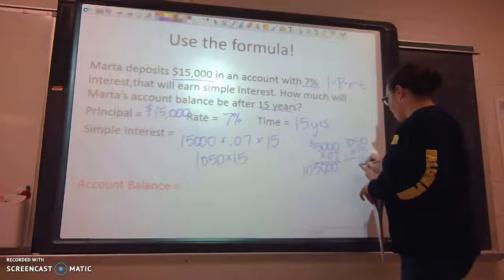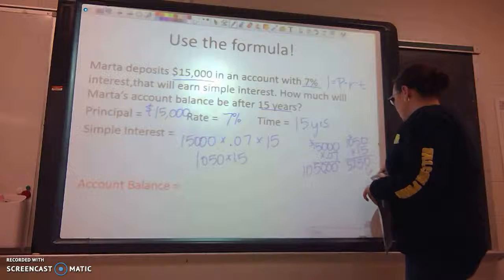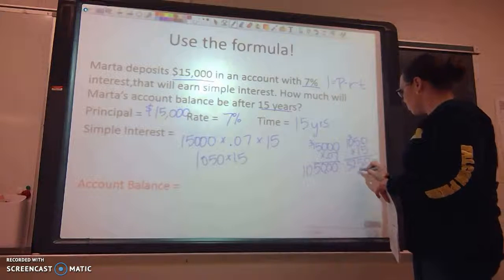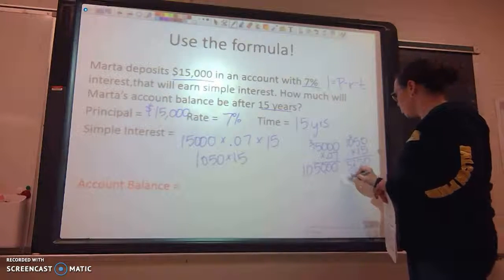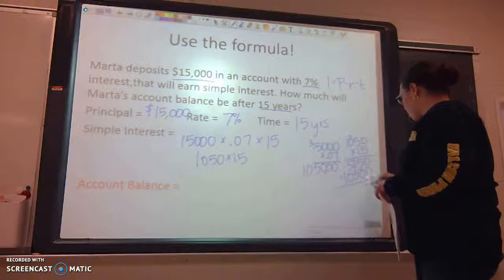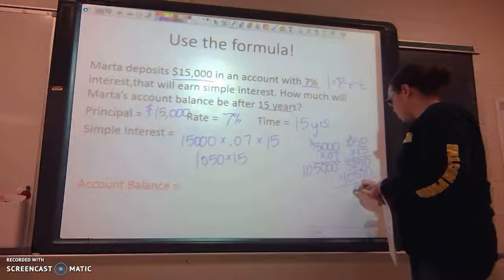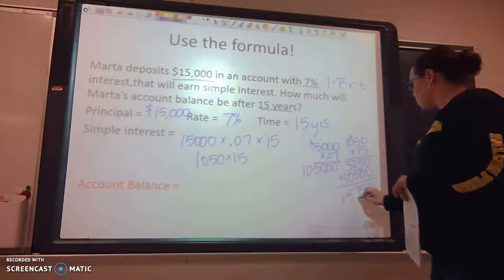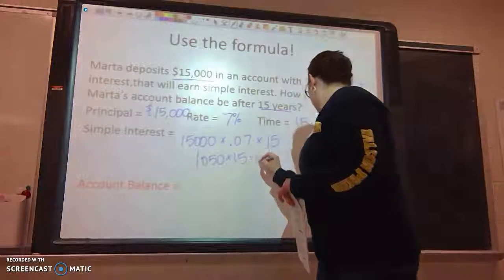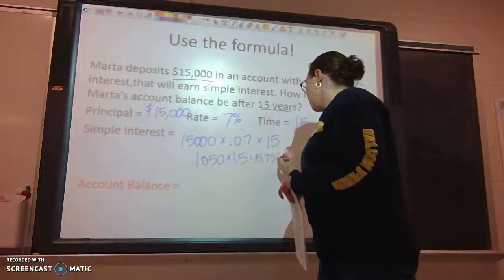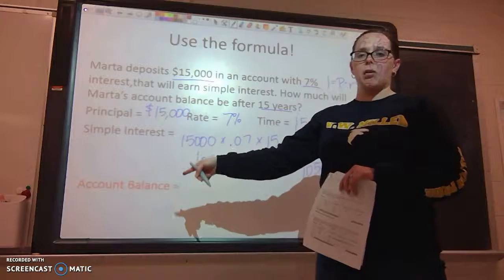5 times 0 is 0. 5 times 5 is 25, bring down my 2. 1 times 5 is 5. Second number: 1 times 0 is 0, 1 times 5 is 5, 1 times 0 is 0, 1 times 1 is 1. Add it all up: 0, 5, 7, 5, 1. So it's 15,750.